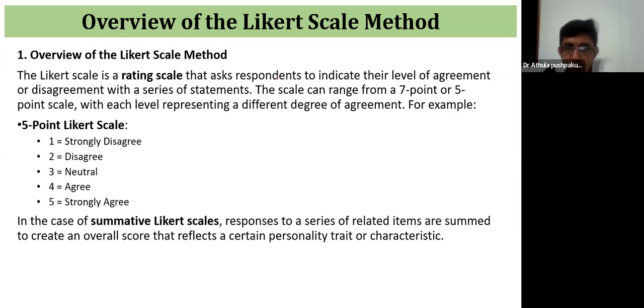That asks respondents to indicate their level of agreement or disagreement with a series of statements. The scale can be arranged like a 7-point or 5-point. The example given is a 5-point Likert scale. Please think about it: I'll ask questions from students to measure the teacher's performance level. We wish to measure the teacher performance level.